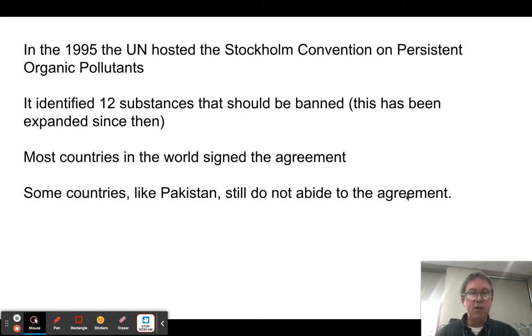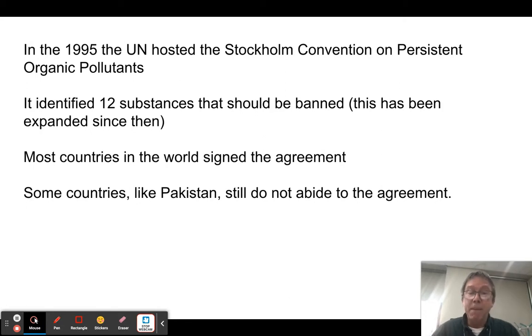The United Nations hosted a thing called the Stockholm Convention, not to be confused with Stockholm Syndrome. The Stockholm Convention on Persistent Organic Pollutants basically said, look, these are the dirty dozen. These are the 12 POPs that are causing all the problems in the world's ecosystems. We have to stop making them. Like 125 countries agreed initially, and almost every country in the world has agreed to do so now. There are still a few countries like Pakistan and a few others that will still make DDT and stuff like that.